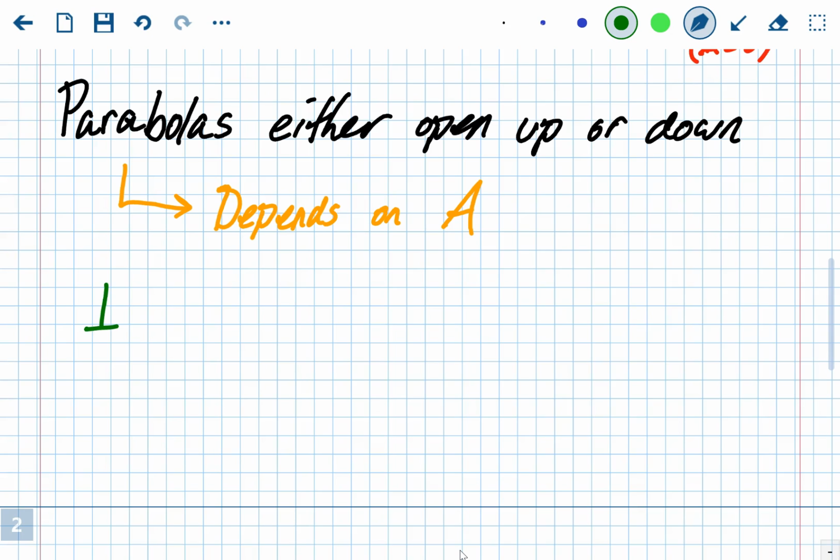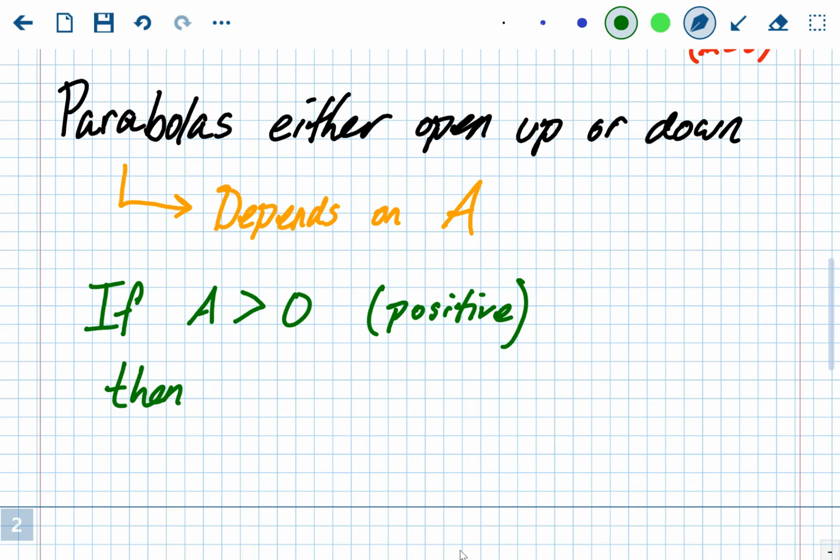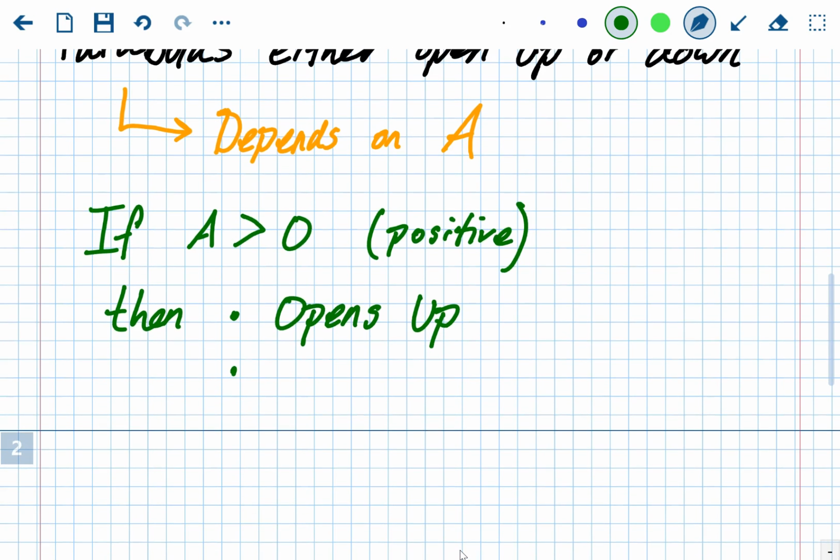Okay. So if your a value is greater than 0, meaning it's a positive number, then that means a lot of things. First of all, it means that your parabola is going to open up. Second thing that means, well, if your parabola opens up, it means your vertex is going to be the minimum. Okay. So the vertex is going to be the lowest point on that graph.